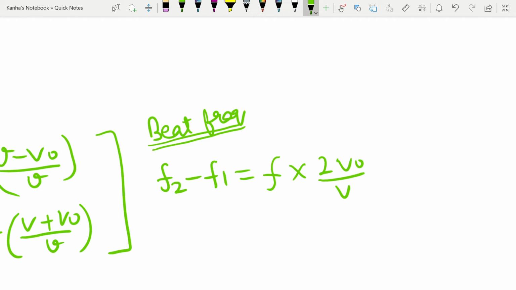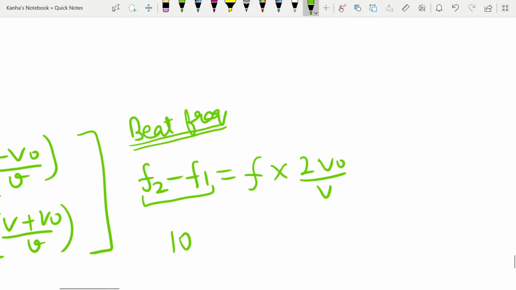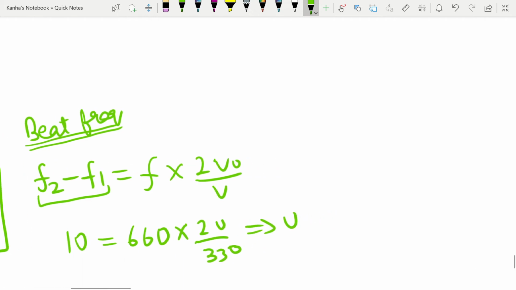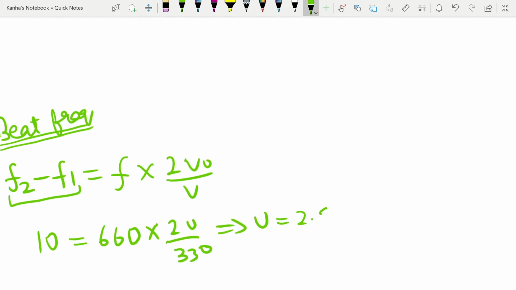Or the beat has been given to be 10. So there are 10 beats. Whatever the value of F2 minus F1 is, those are the number of beats that are there. It is equal to 660 hertz into 2 times u by 330, which gives me the value of u to be 2.5 meter per second.